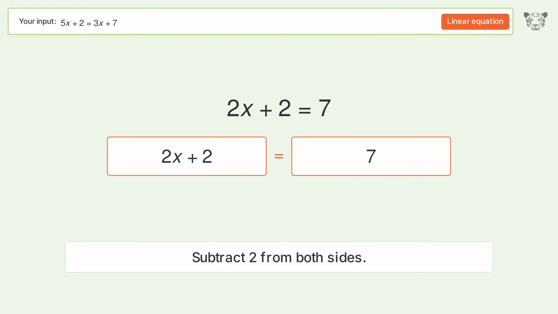The plus 2 keeps 2 times x from standing alone. Subtract 2 from both sides to remove it. That gives 2 times x equals 5.